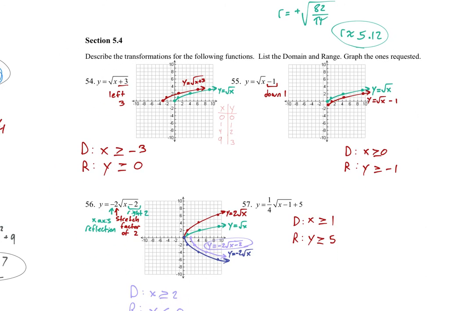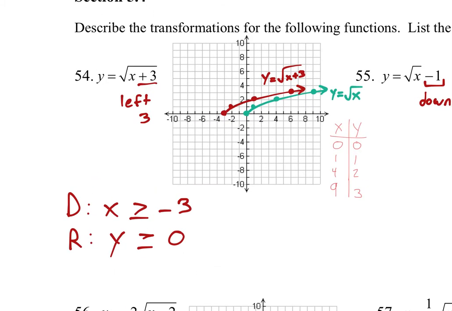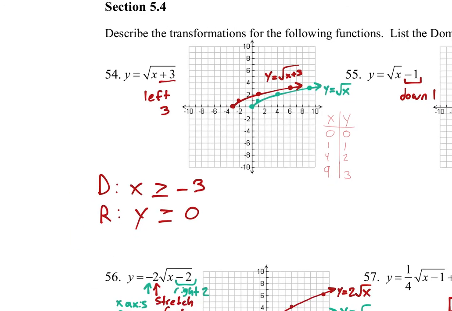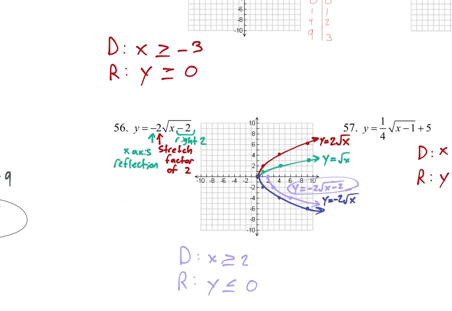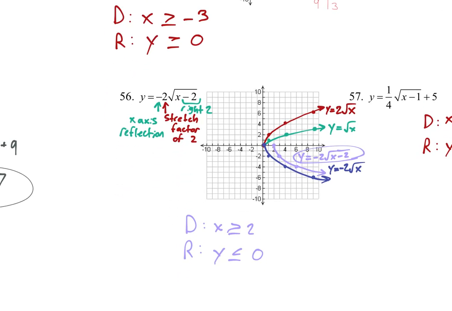For the domain and range, when you have the picture there, the domain, we talk about where the x values begin and then what direction they go. So for 54, for example, when we're looking at the red function, it got shifted to the left 3. So my domain would be anything when x is greater than or equal to -3, because I don't go anywhere to the left of that. And my range is y is greater than or equal to 0, because if you look at that red graph, it never goes lower than 0 in the y direction. So you can use the picture to help identify the domain and range.